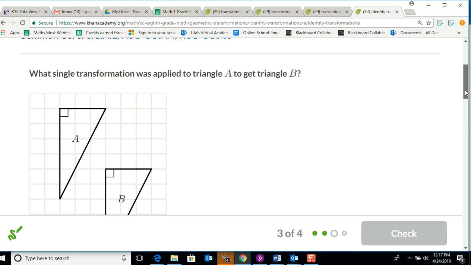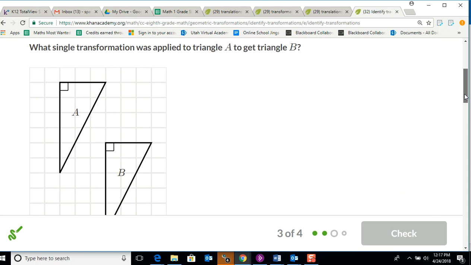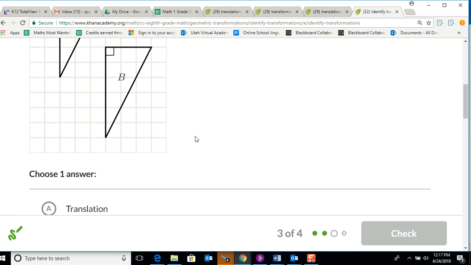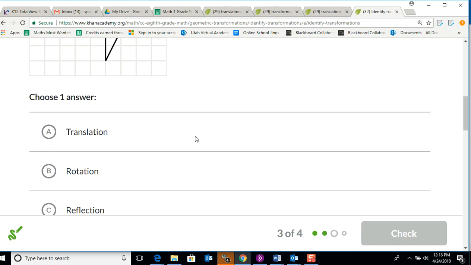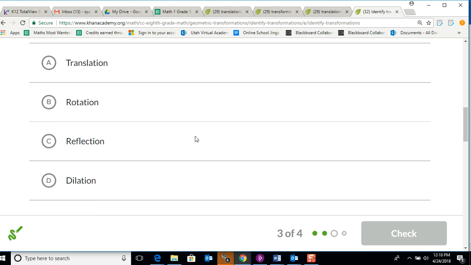So this is question number 3 on your piece of paper. What single transformation was applied to triangle A to get to triangle B? Was it a translation, a rotation, a reflection, or a dilation?